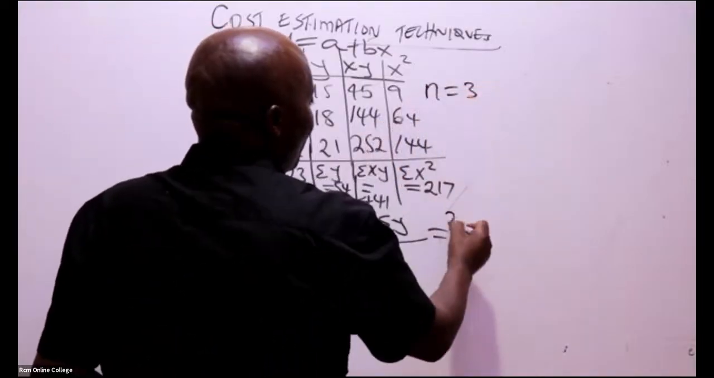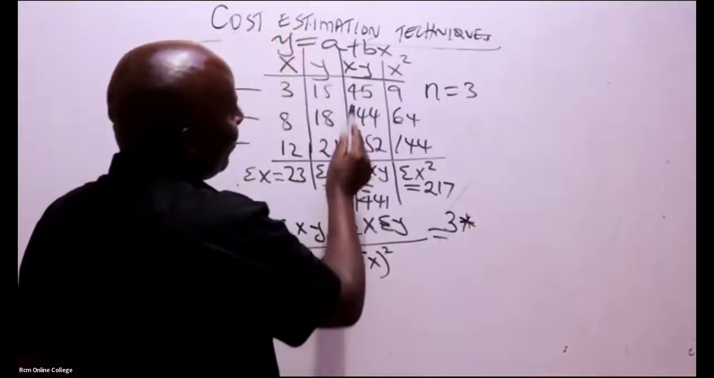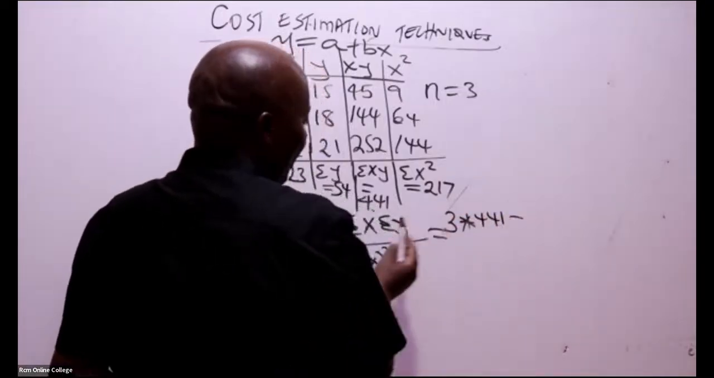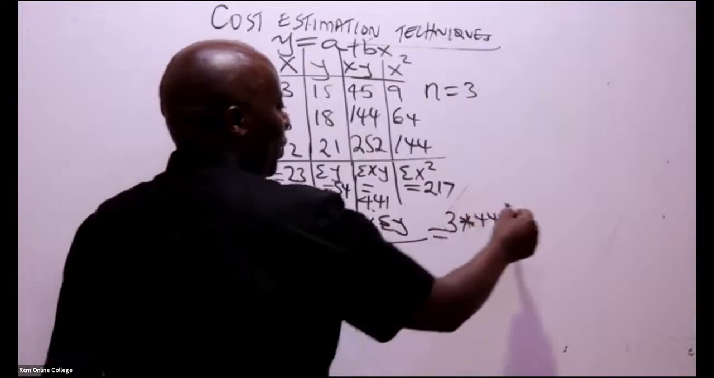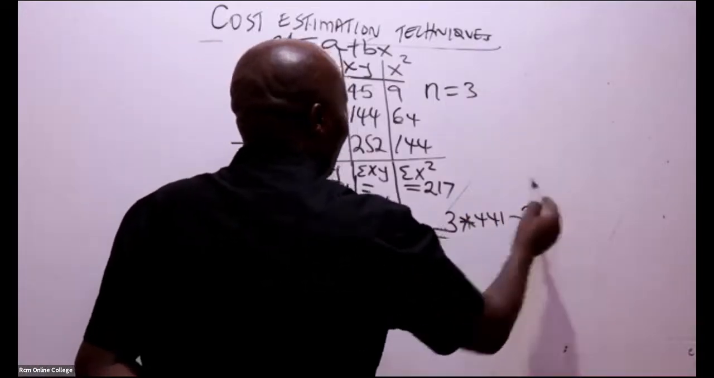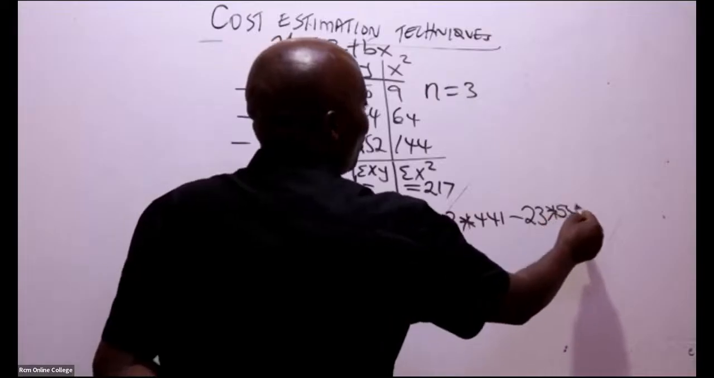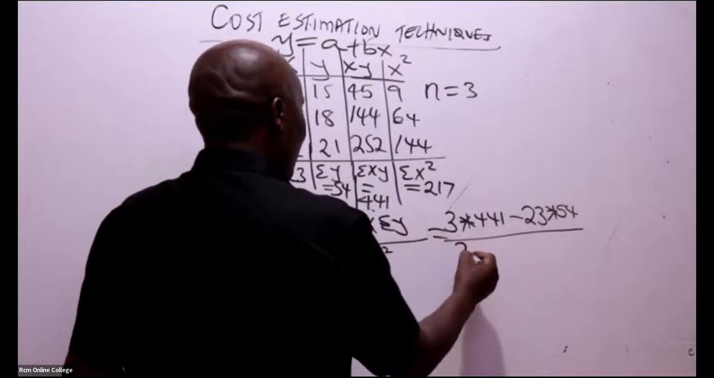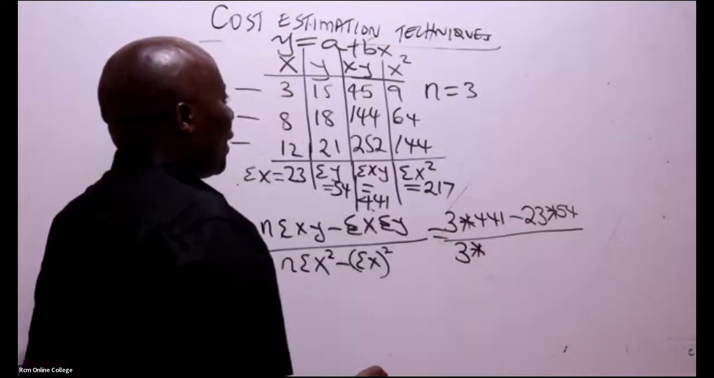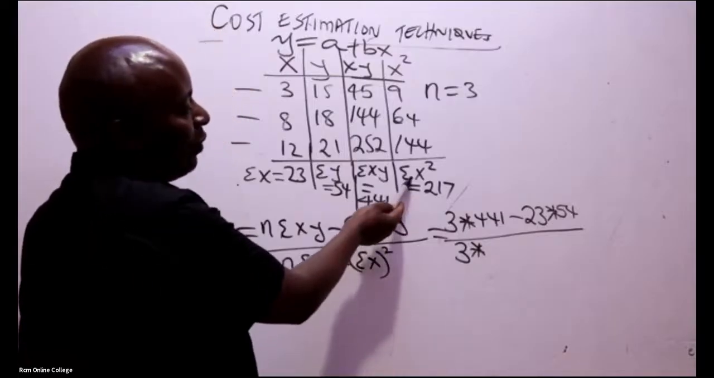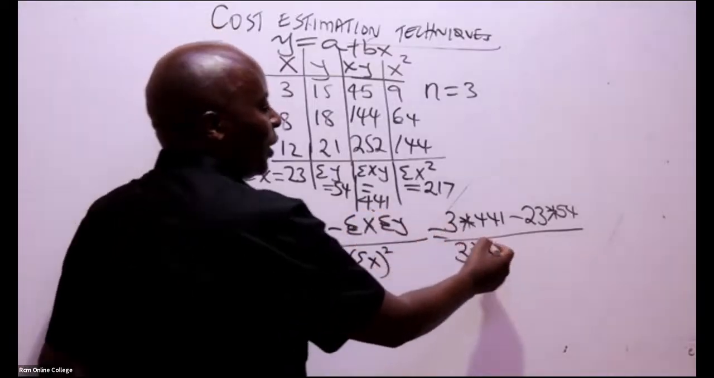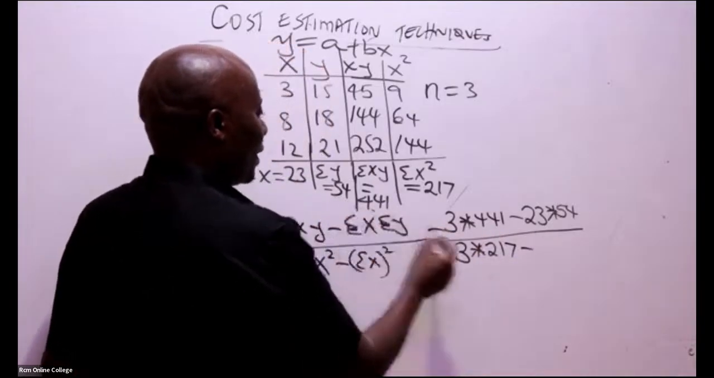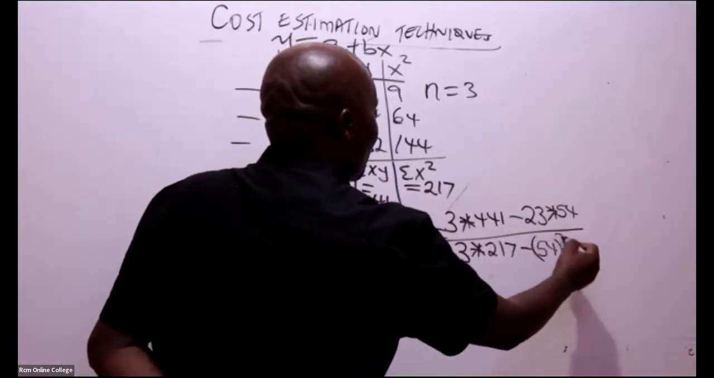So then we have here 3 times sum of xy. Sum of xy, already we have it. Sum of xy is 441 minus summation of x, which we already have, 23, times summation of y, which is 54, all over n again, which is what here? 3, times summation of x squared. Summation of x squared, already we have it. This one here, 217, minus summation of x into brackets. So this summation of x here, 54, and then you put this squared like that.